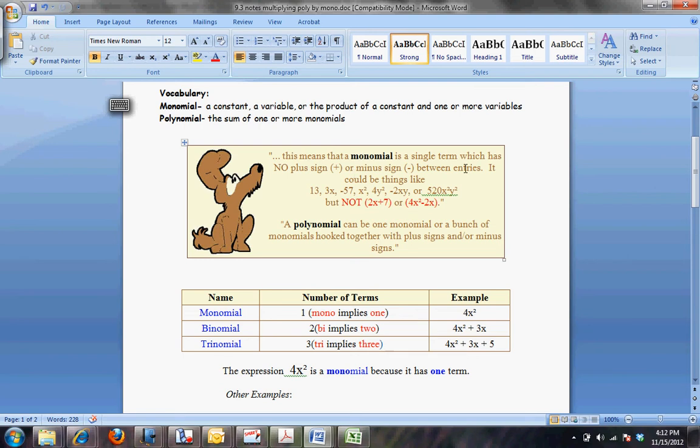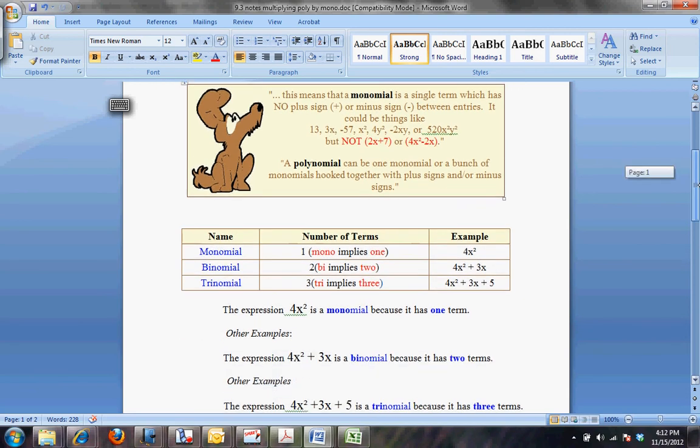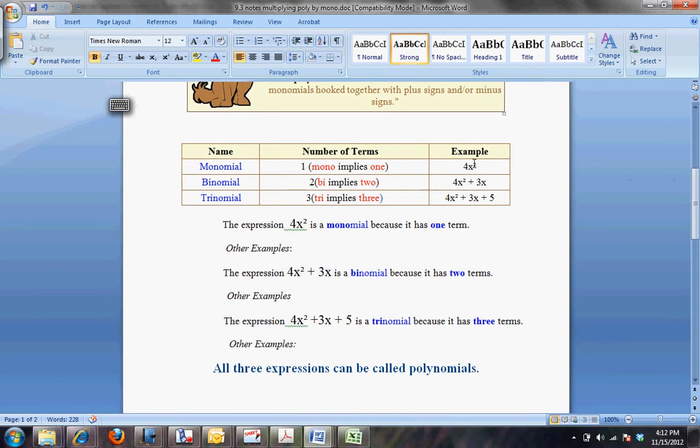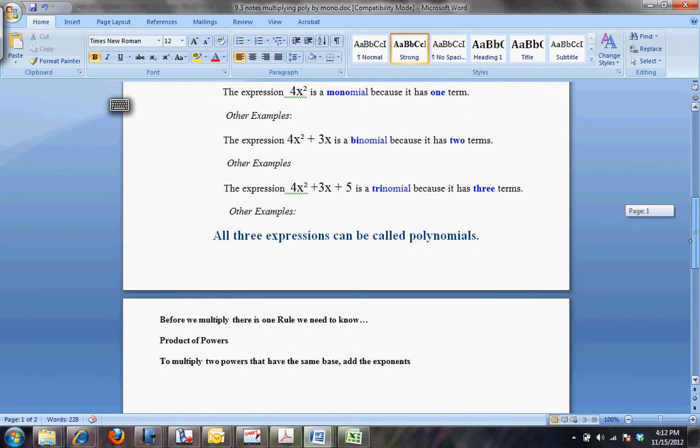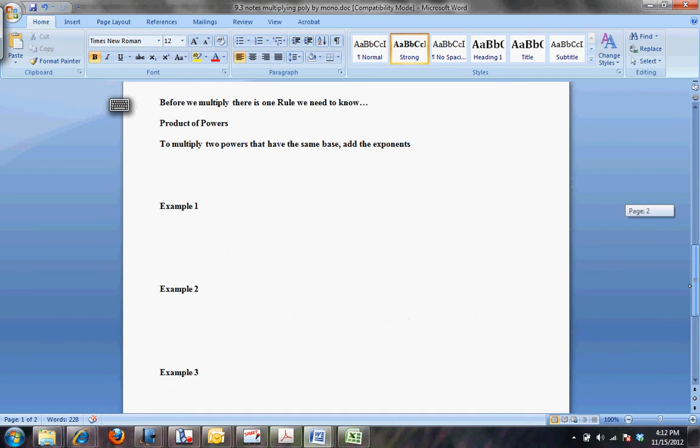And we already talked about this. This means that a monomial is a single term, so there are no plus or minus signs. Again, this is just review, but it's good for you to have to reference. And there are a couple examples for you of a monomial, binomial, and trinomial. So just keep that as a reference, and we'll move right on down to the practice.